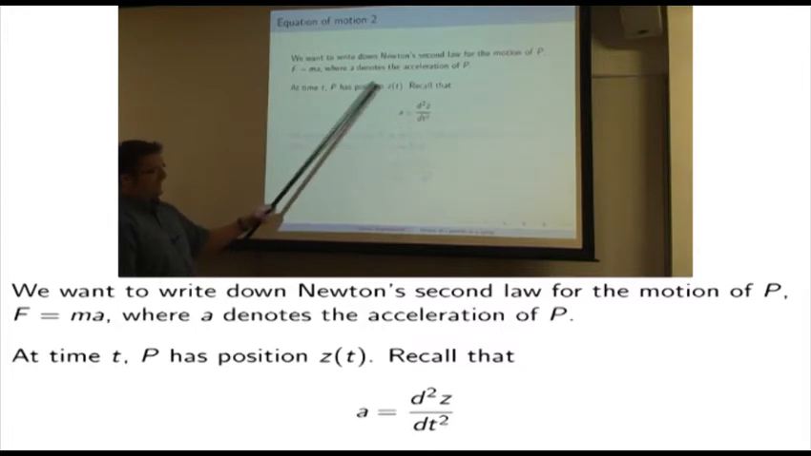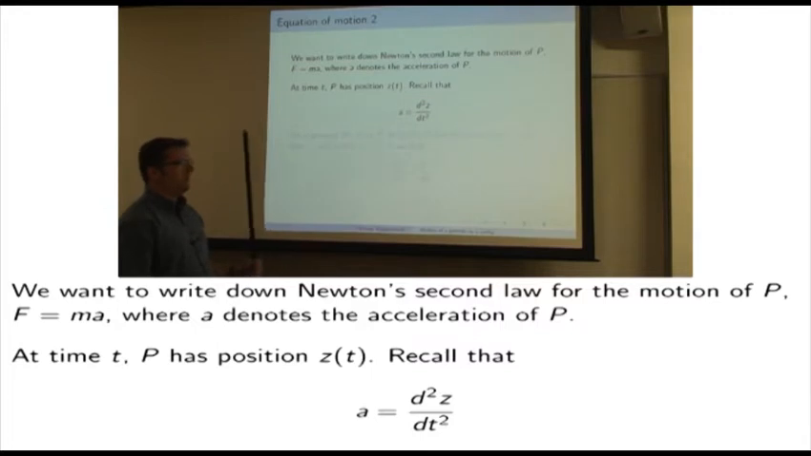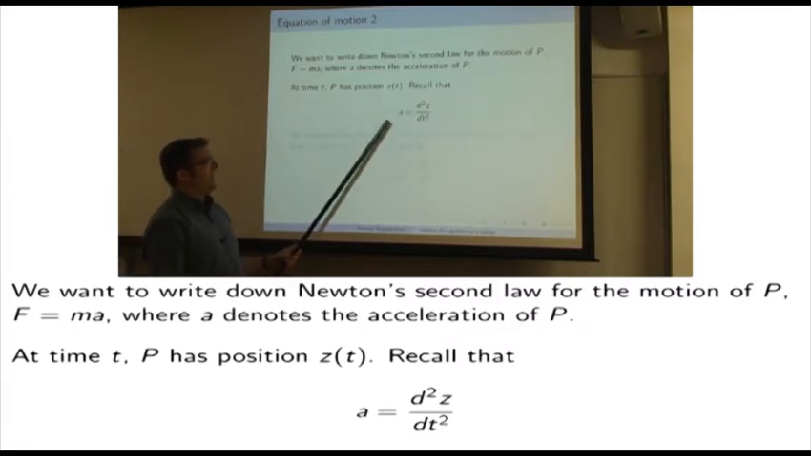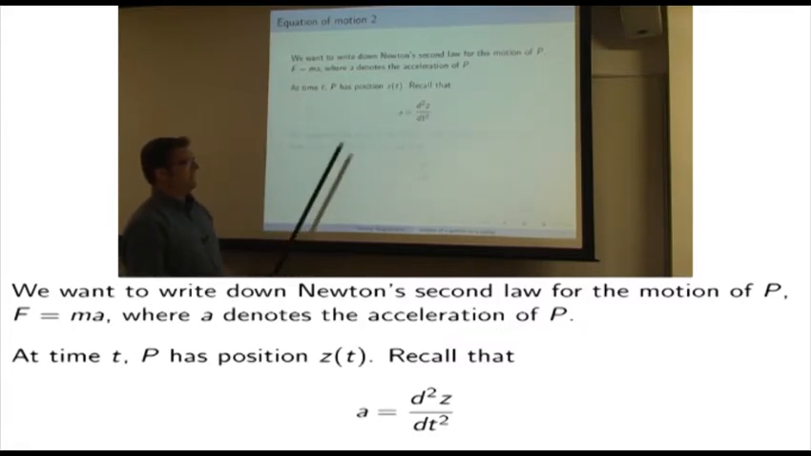Well, z is the position of the particle. I used this before. And you probably know that the velocity of a particle at time t is the first derivative of its position. The acceleration, on the other hand, is the first derivative of the velocity. And this means the acceleration is just the second derivative of the position. a is d squared z over dt squared.